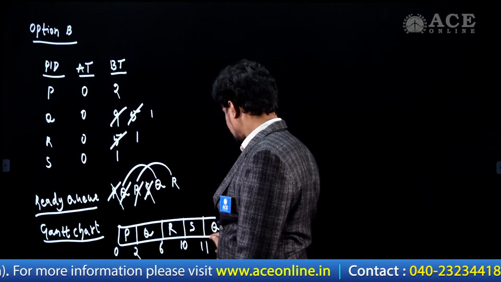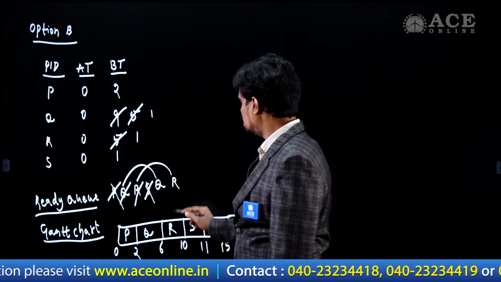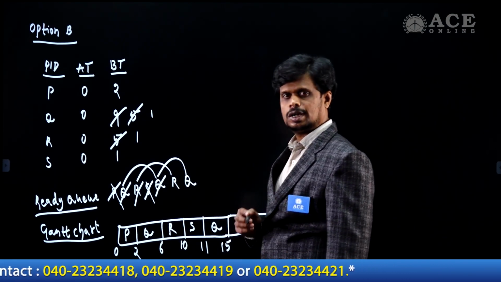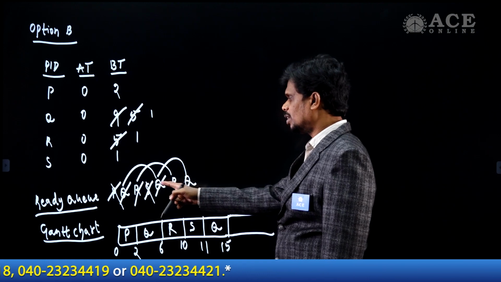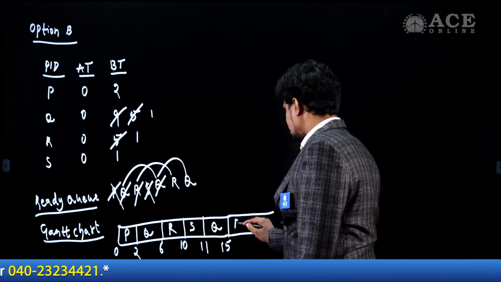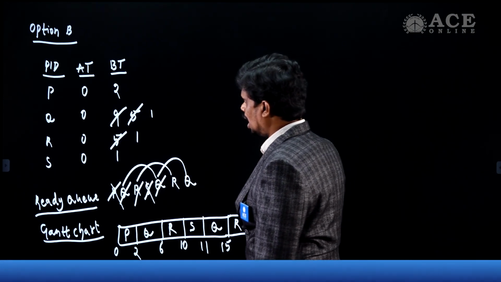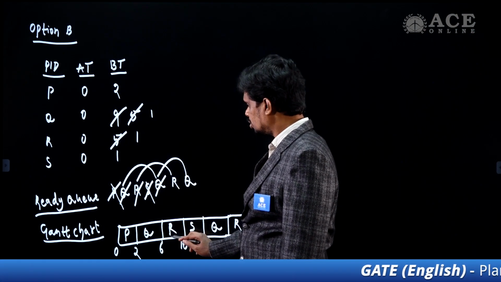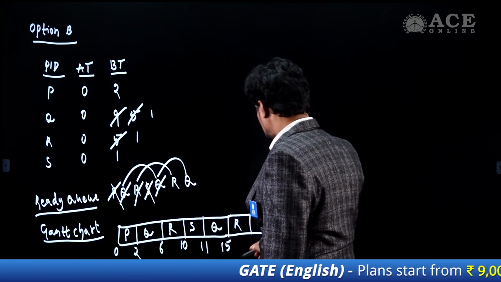And this Q, as still it is having some remaining burst time, it needs to be added back to the ready queue here. Now what is the first process in the ready queue we have? R. So now R will start its execution. This R will be executed. So here already 4 units is over, still it is remaining with 1. So that 1 unit gets executed here.